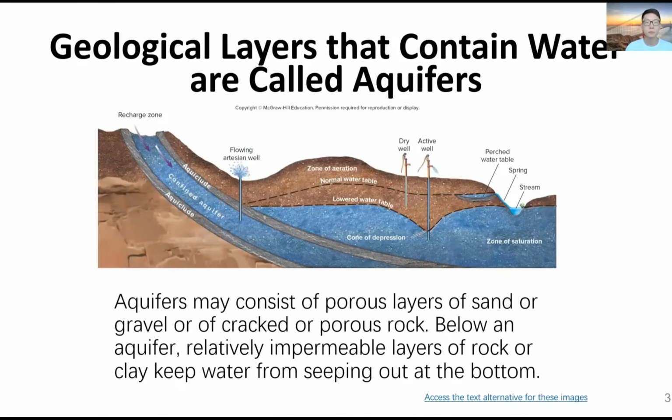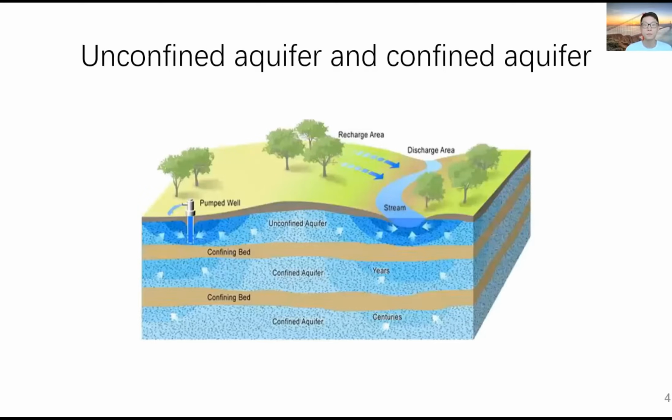Groundwater is kept in aquifers. An aquifer is a geological layer consisting of sand, gravel, and rocks. It is like an underground reservoir to keep groundwater from seeping out. And there are two types of aquifer, confined aquifer and unconfined aquifer.